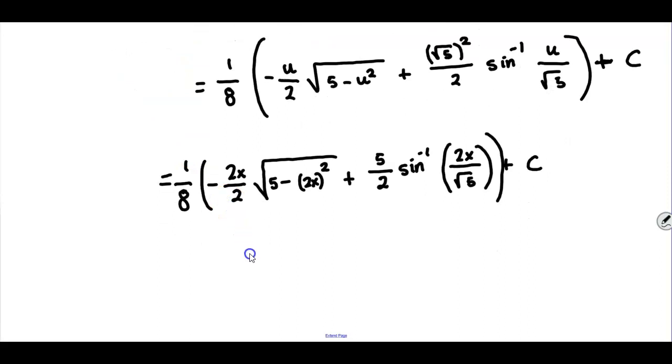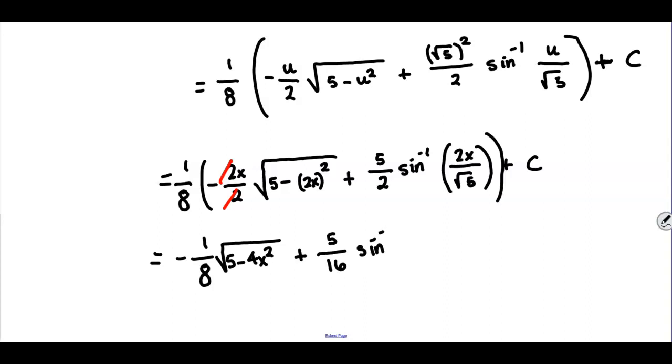And now we can just go ahead and simplify and distribute the 8. So we know that we can simplify the 2's. And so we end up with negative 1/8 times the square root of 5 minus 4x squared. And distributing the 1/8 to this term is going to be plus 5 over 16 times the sine inverse of 2x divided by the square root of 5 plus c.